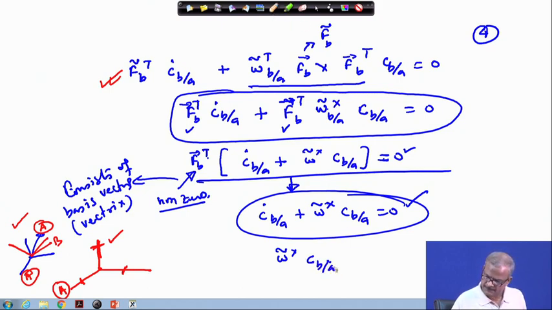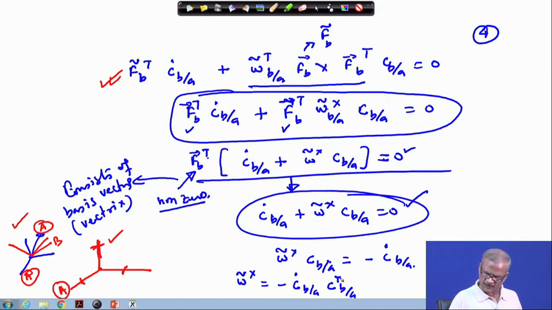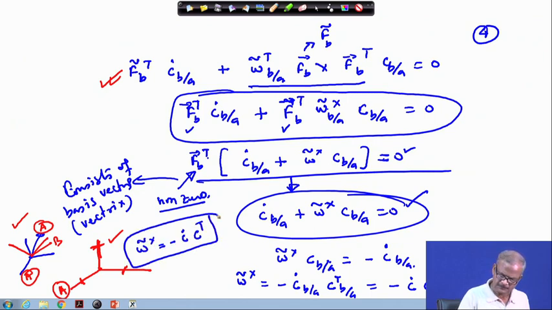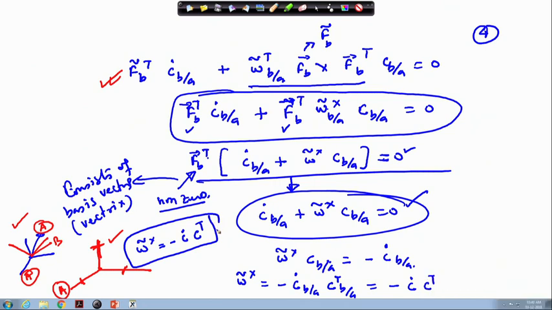C b slash a, this will be equal to minus C dot b slash a, and multiplying on both sides by C b a transpose. This will get reduced to the identity matrix on the left-hand side, and on the right it will be C b slash a times C b slash a transpose. If we drop this notation, we can simply write this as C dot times C transpose. So, omega tilde cross gets reduced to minus C dot times C transpose, and this is one important conclusion which will be frequently used.